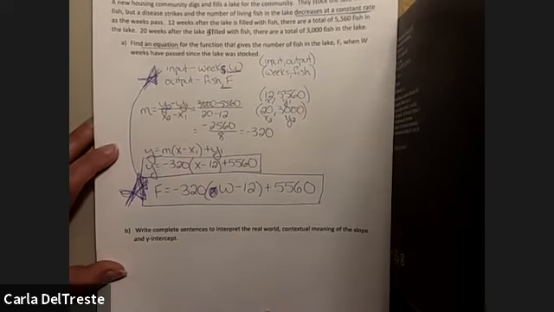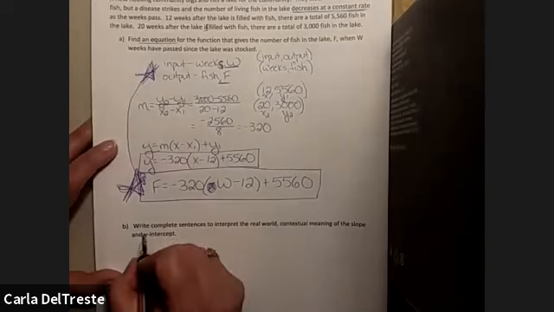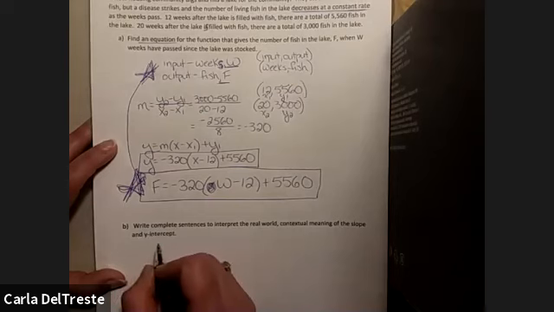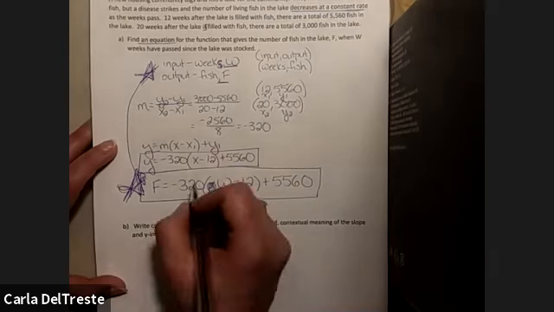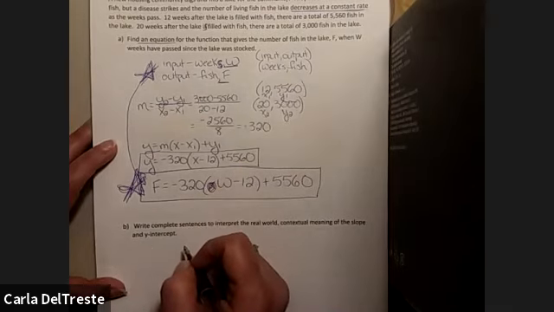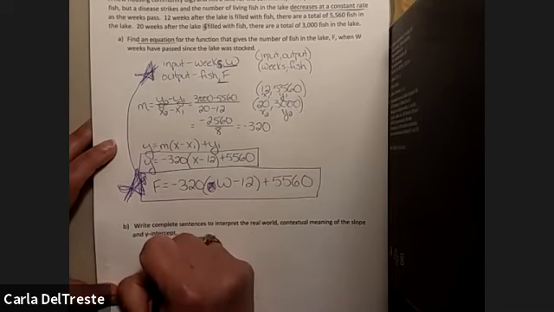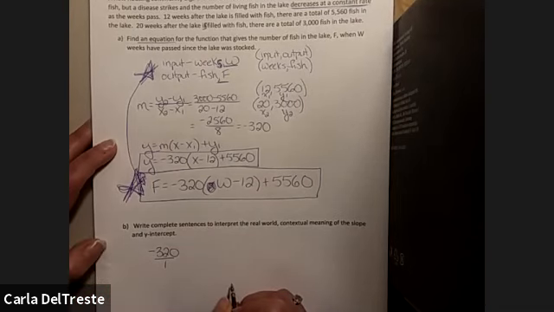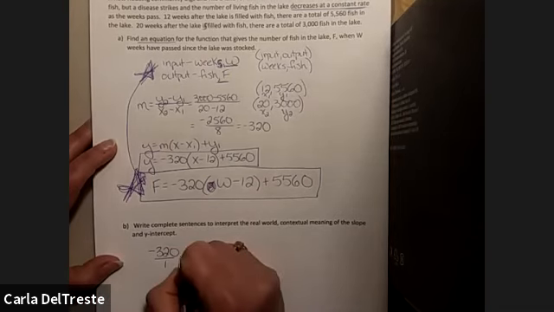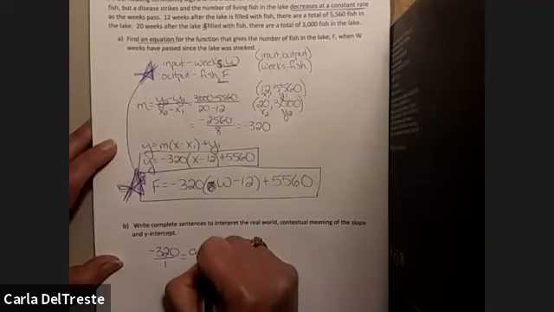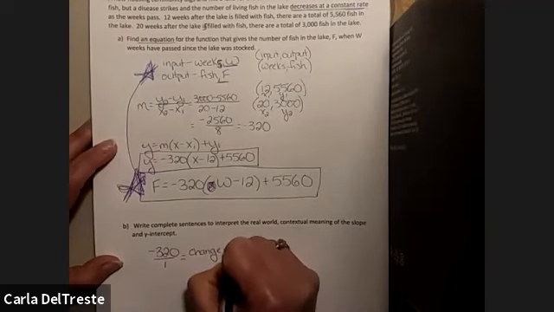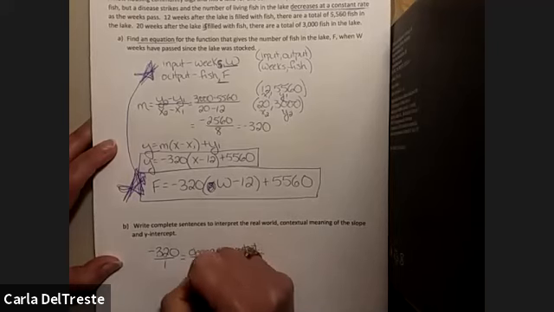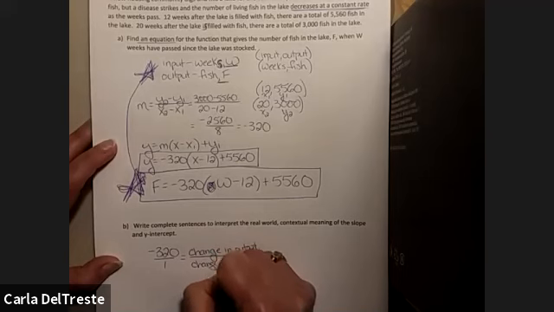So now let's go to part B. Part B is asking, write a complete sentence to determine the real-world contextual meaning of slope and y-intercept. Well, slope I definitely have because I calculated it in part A. Slope is negative 320, or negative 320 over 1 if we wanted to write it as rise over run. Think about what this means. Negative 320 is the change in output, and 1 is the change in input.